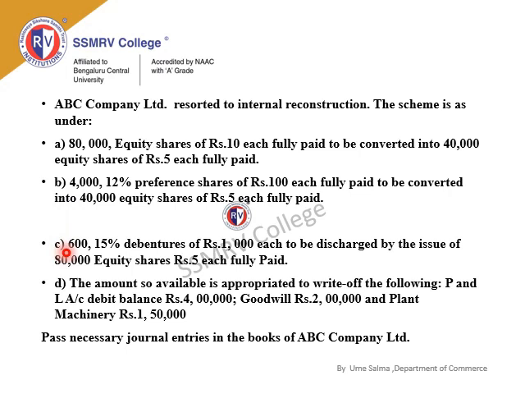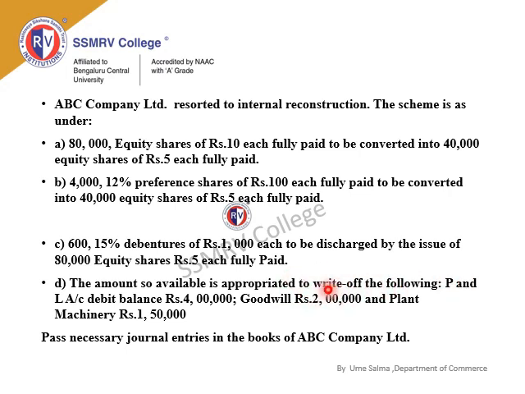The next adjustment is 6,000 15% debentures of rupees 1000. This has been taken from the balance sheet, and it is to be discharged by the issue of 80,000 equity shares of 5 each fully paid. So these debentures are discharged against equity share capital. By issuing the equity share capital, these debentures can be discharged. The amount so available is appropriated to be written off.